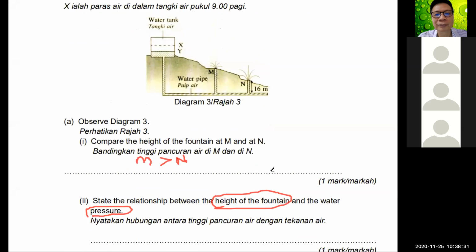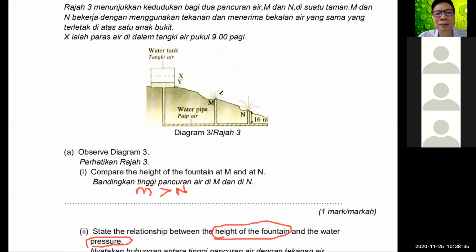Okay? Let me explain why. The reason is here, you know, you all listen. Actually, how high this water can shoot out depends very much on the water pressure. Okay, here you see, at this point, the height is here. The water depth is count from here, you know.